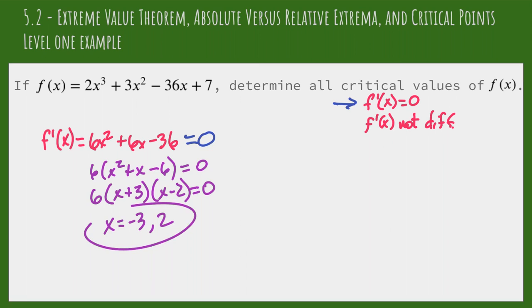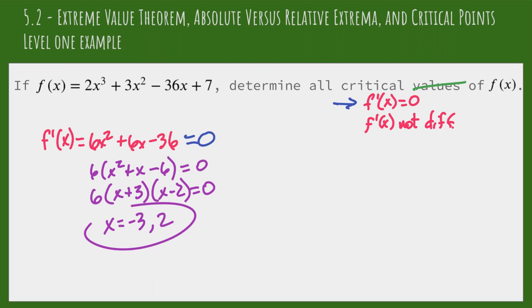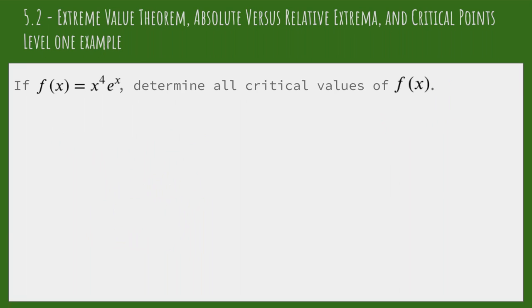I will say that if the problem had said, instead of critical values, critical points, remember, a point is an xy coordinate. So we would want to plug these x coordinates into the function to get the y coordinates, and then give those ordered pairs as our answers.